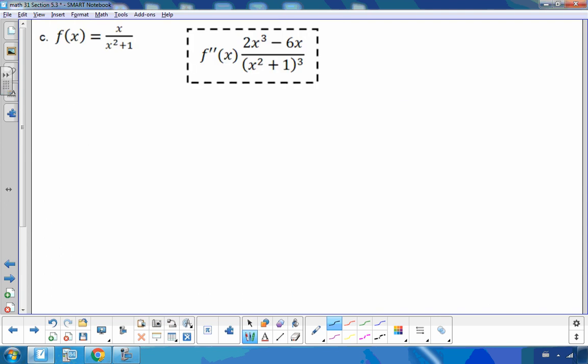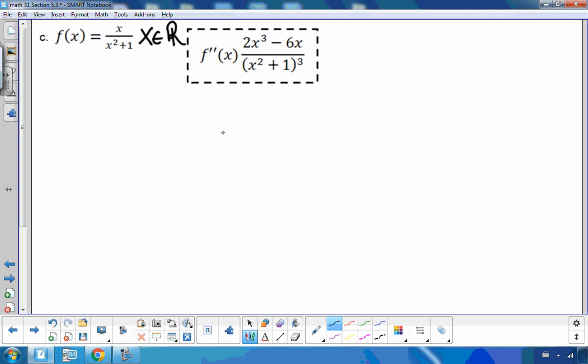Okay, looking at this one here. The second derivative is a little tricky to find, so I've given it to you. So you have your original function. I always look at that just to see if there's a domain restriction, because remember I said that inflection points have to be defined in the original function. For this one, there is no domain restriction because when I square a number, it's positive, plus 1, it's always going to be positive, so my denominator is never going to be 0.